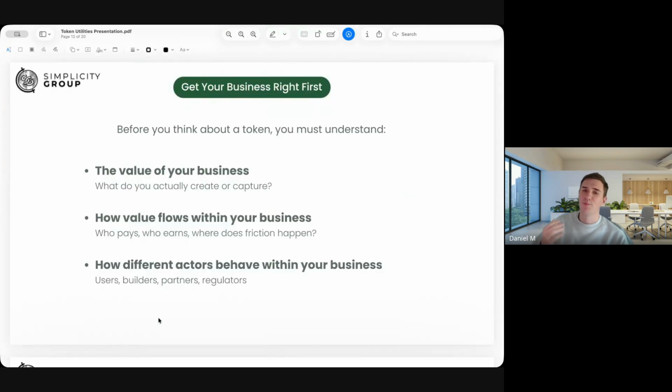So before you think about a token, you have to get your business right first. What I mean by that is you need to understand the value of your business. What do you actually create or capture? How does that value actually flow within your business?